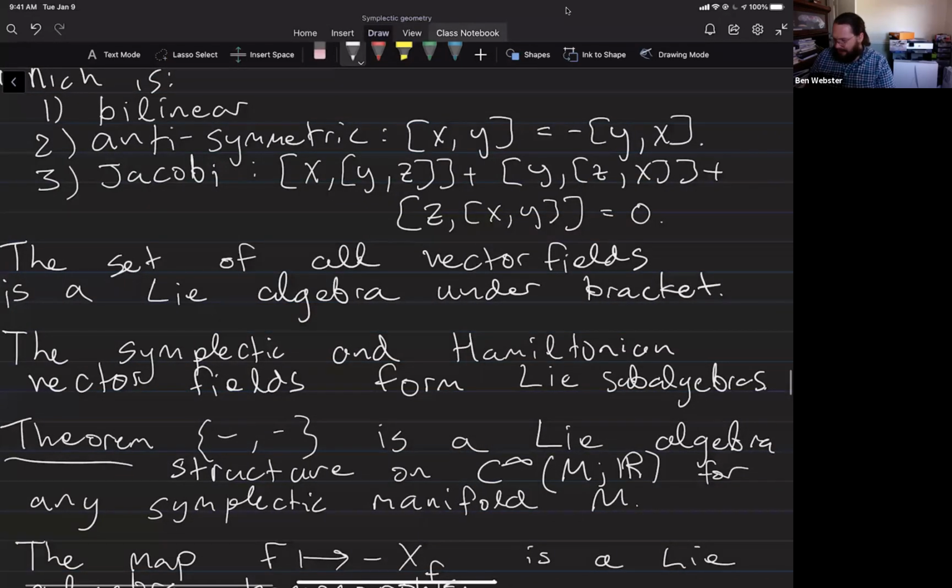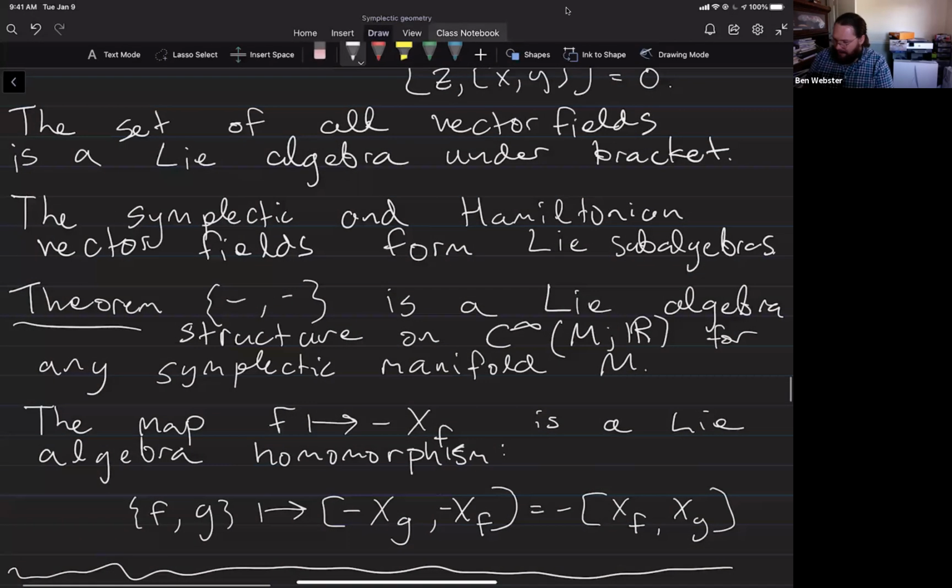All right, so I leave it to you to either look up or ask me or check yourself that vector fields are a Lie algebra under bracket. But maybe a slightly more surprising fact is that on any symplectic manifold, this operation of Poisson bracket makes the C infinity functions into a Lie algebra. And in fact, the map that sends a function to minus its Hamiltonian vector field is a Lie algebra homomorphism.